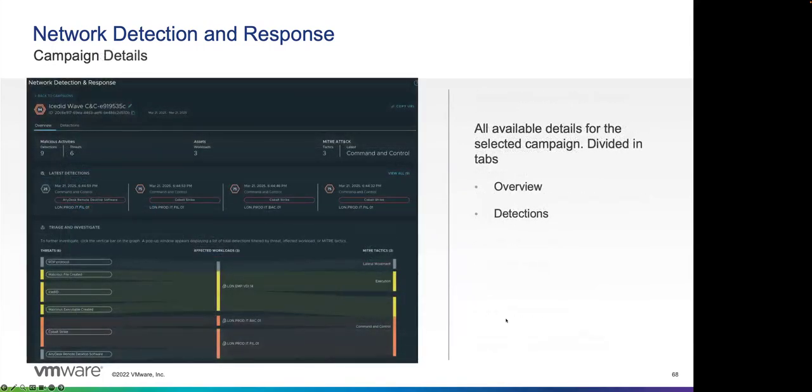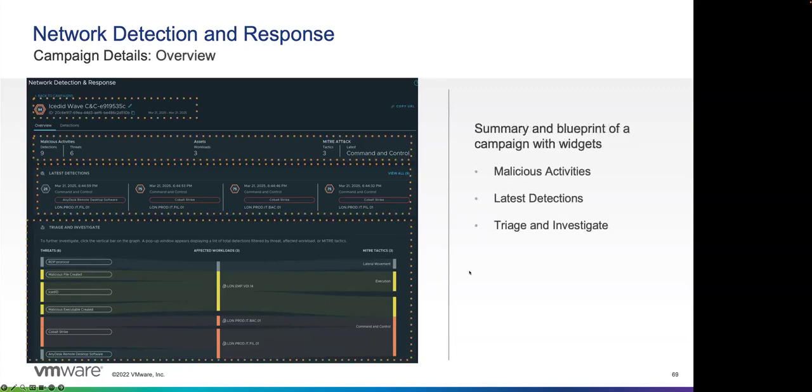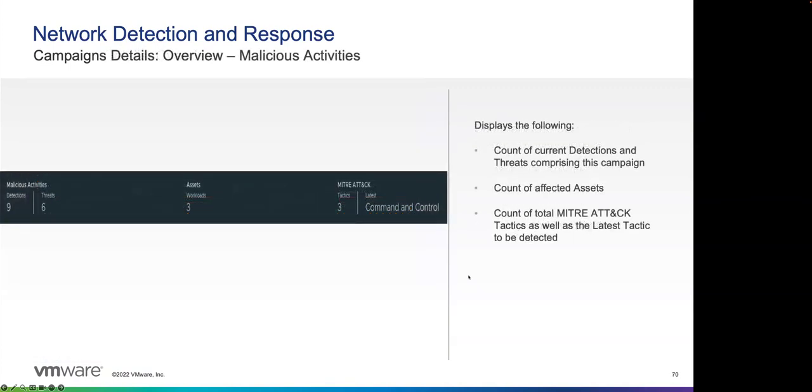Then we have an overview of the detections and a mapping of what each one of those detections looks like, going to command and control, exfiltration, and lateral movement. Malicious activity, latest detectors, and being able to investigate and triage. It counts current detectors and threats, and the pricing of the threat itself.